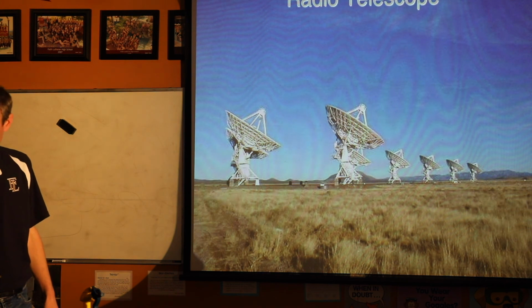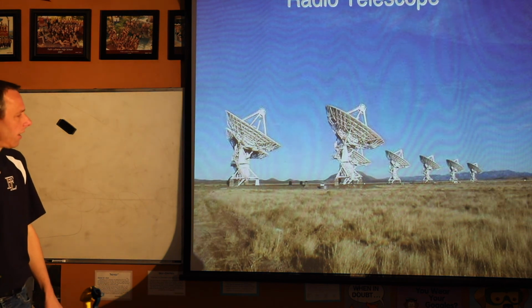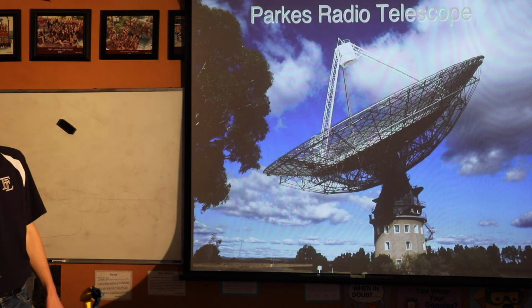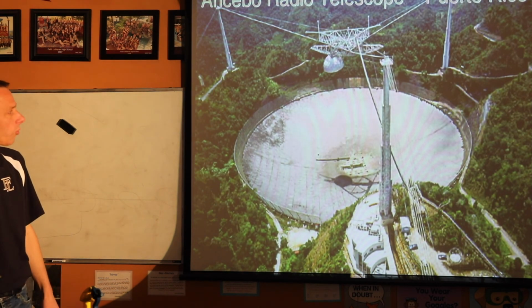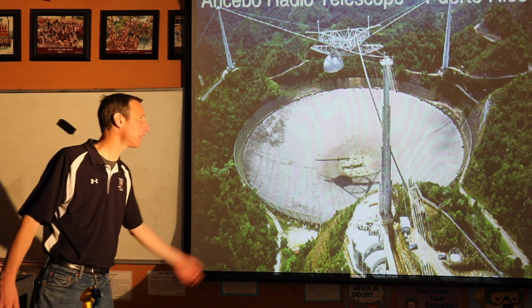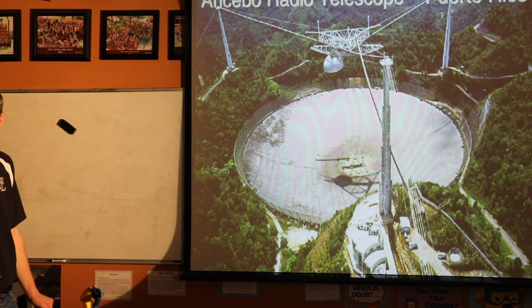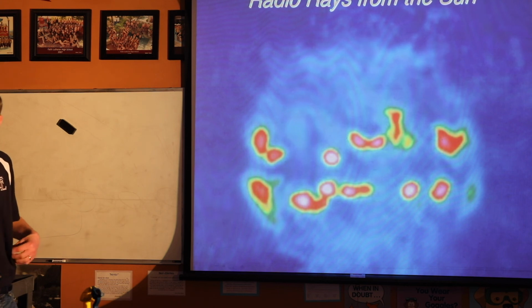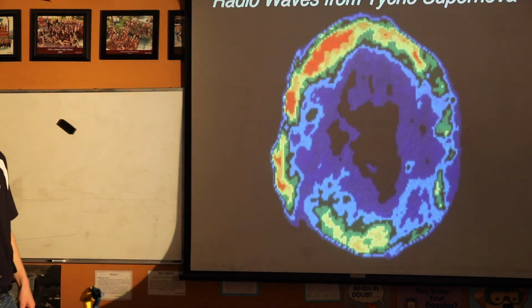So more radio telescopes. We put them high up in higher elevations to get a good clean shot at them. Some pretty cool looking things here. This one's in Puerto Rico, just built into the ground. You can't turn this thing, it just points straight up. And then here's our radio pictures of radio rays coming off of the sun, off of a supernova.